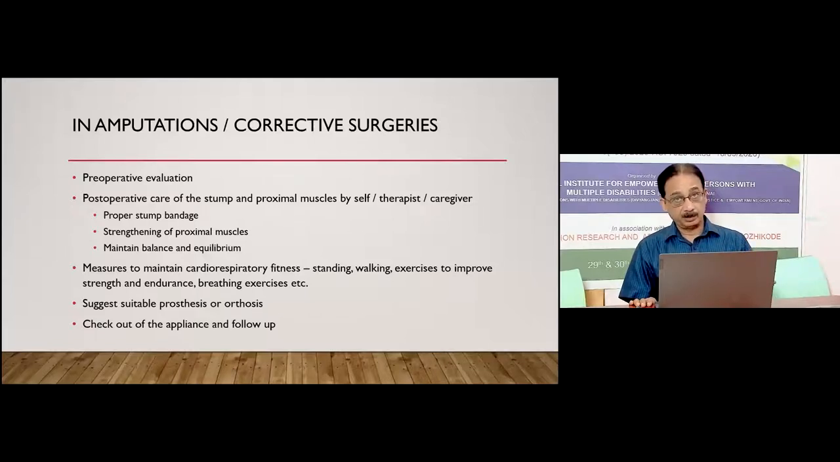That is very important for an effective ambulation, because the patient is not going to be ambulant or using the amputated side, and the muscles will get disuse atrophy or weakness. And again, there should be provision to maintain the balance and equilibrium of the patient sufficiently, so that by the time the prosthesis is ready, the patient will be able to use it effectively.